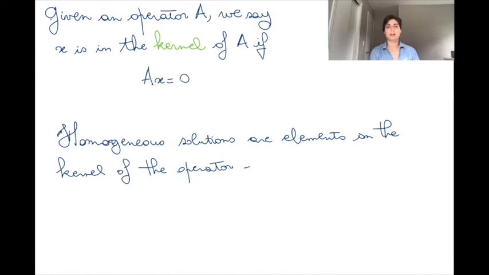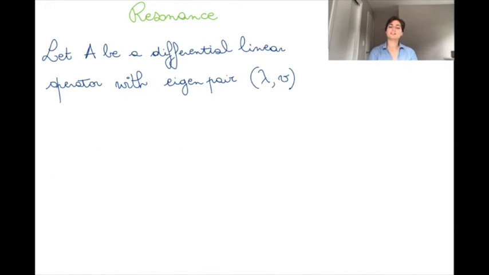If we have an operator A, we say that X is in the kernel of A if AX is equal to 0. So trivially, homogeneous solutions are elements in the kernel of the differential operator that we have substituted to our ODE. So let's try to use this view of operators and differential operators to help us understand resonances a bit better.